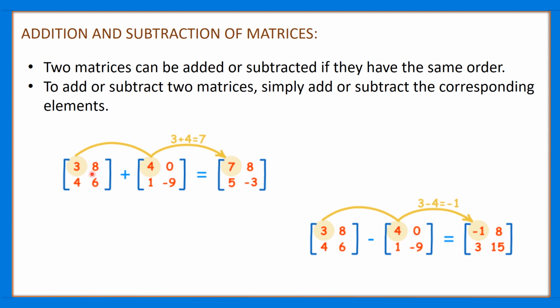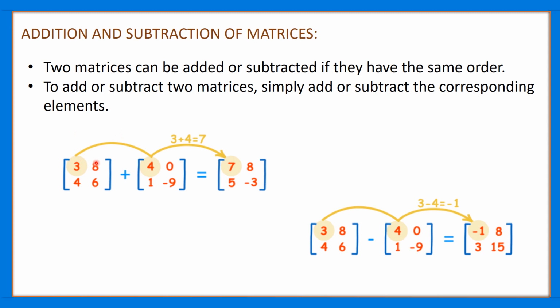In both the matrices that we have taken, the order is 2 cross 2, and therefore it is possible to add them. Now, what we need to do is add the corresponding elements. That is, the first element in the first row with the first element of the second matrix. So when we add these two matrices, 3 plus 4 will give us 7 as the first element, that is, the element in the first row and the first column.